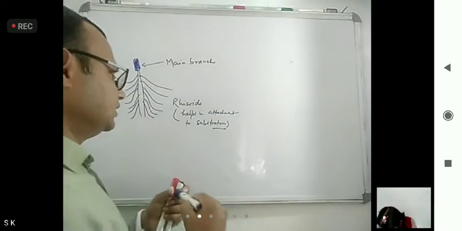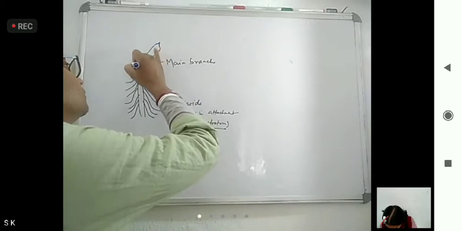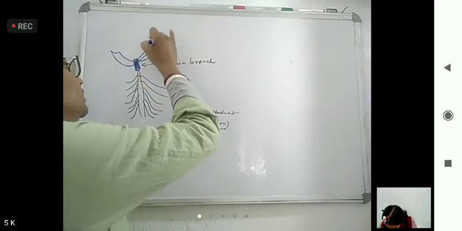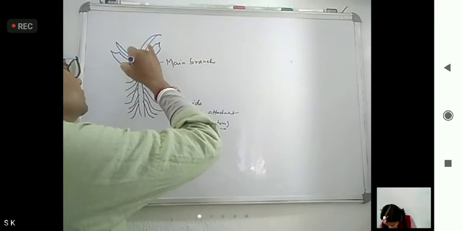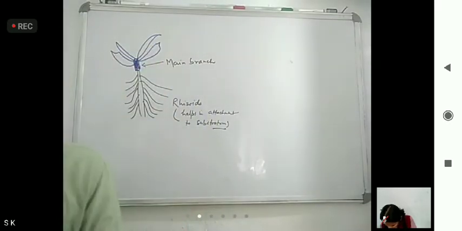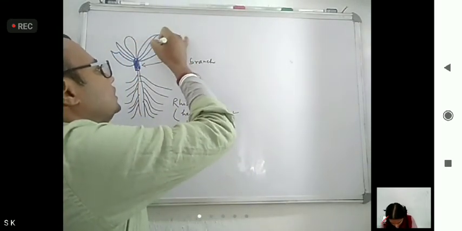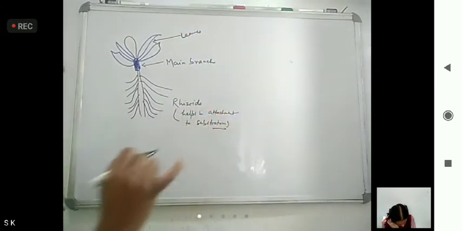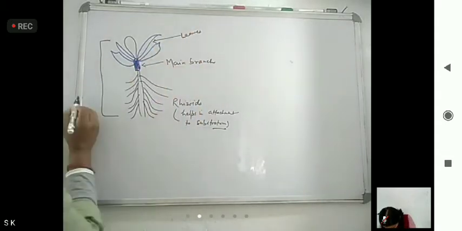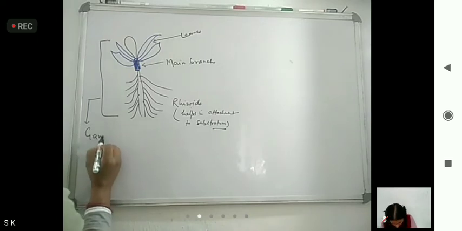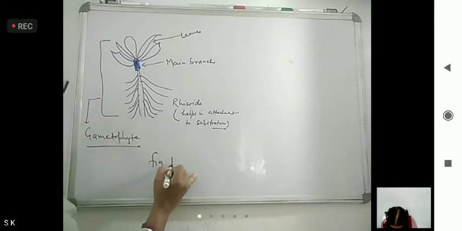Now above there, leaf-like structures are there. So this is what? A leaf-like structure, or we can say these are leaves. Now this entire portion, rhizoids, main branch and leaves, belongs to the gametophyte. We are seeing what diagram? Funaria.